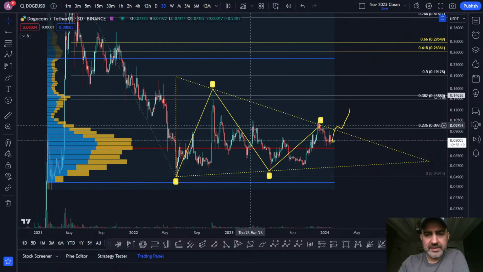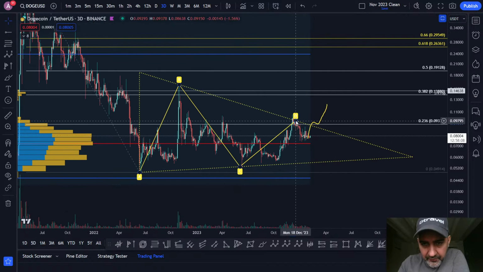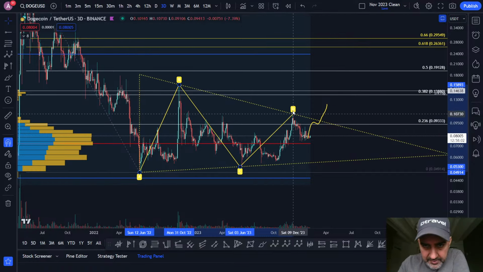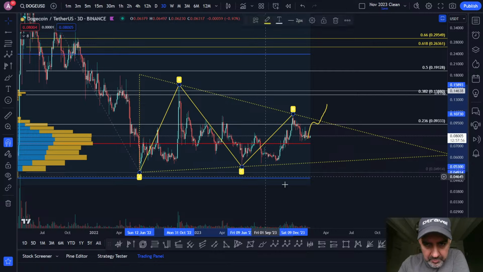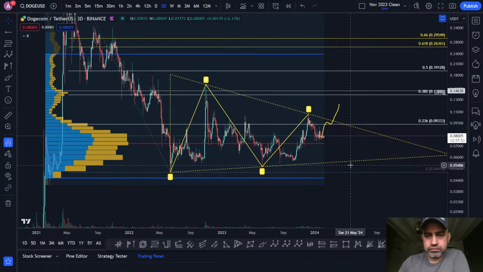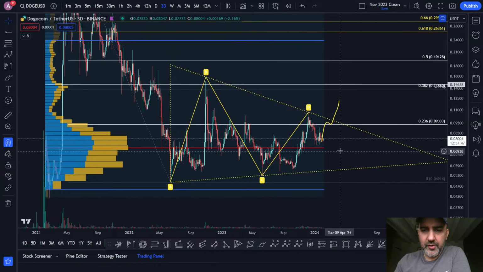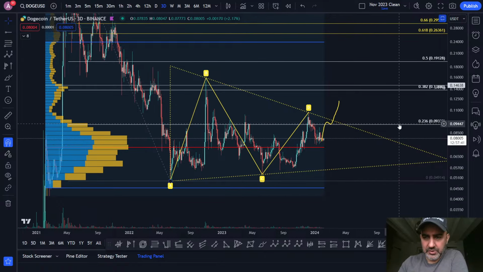It does look like we're forming some kind of triangle. This is all subjective, and I had this drawn out from before. Probably the D is up to there, actually. Let me just connect these correctly. So that one. We're on top of support, but we have a really important level to flip into support above us, which is the 236, which is coming in at about 9.3 cents.